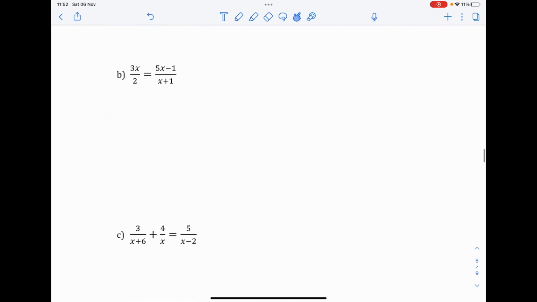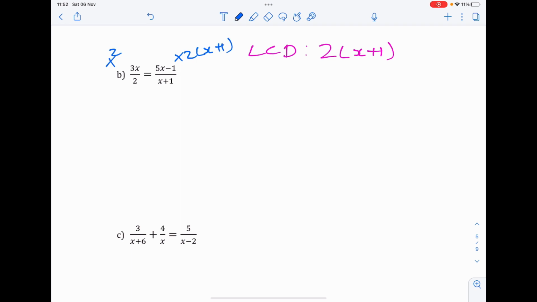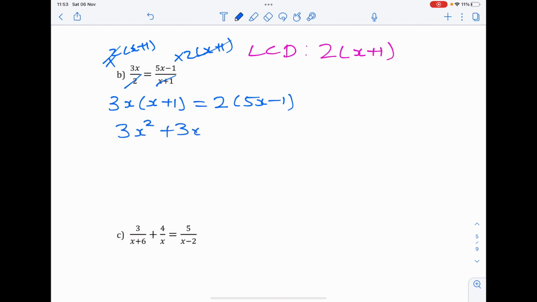Okay, next one. So our LCD here would be 2 times x plus 1, and that's what we multiply each term by, times 2(x plus 1). Then do the cross cancelling. 2 cancels with 2, x plus 1 cancels with x plus 1. Then we're left with 3x multiplied by x plus 1 equals 2 times 5x minus 1. Then multiply out these brackets. So 3x squared plus 3x equals 10x minus 2.